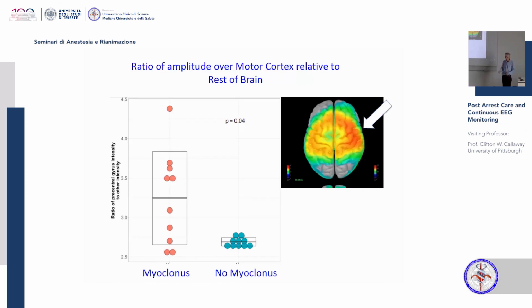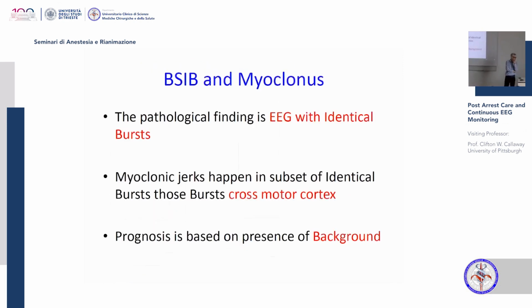So the jerking is not the pathology. The problem are those identical bursts. And they're probably all the same syndrome, EEG with identical bursts. And the key thing is whether there's background or not. The jerks are related to just the discharges. The background is the thing that's driving whether that person's going to have a good outcome.